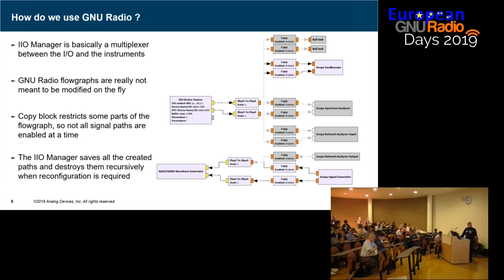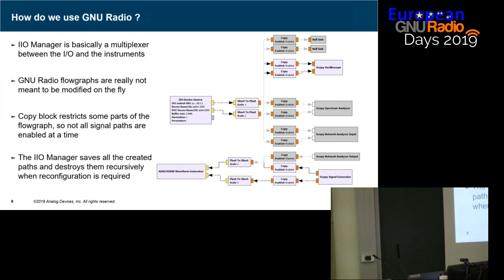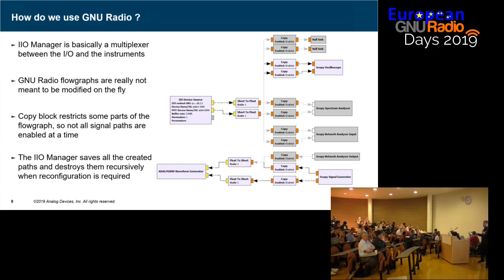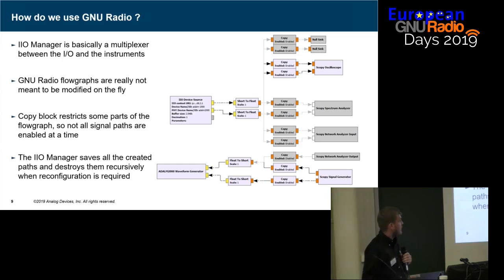Even so, sometimes this approach does not work entirely, and what we noticed is that GNU Radio does not handle flow reconfiguration, especially runtime flow reconfiguration, that well. So to help with this, the IO manager class basically saves all the created paths in the flow, and if we have to destroy, let's say, this block here, the IO manager just remembers everything that is in front of that block and recursively deletes everything at runtime.